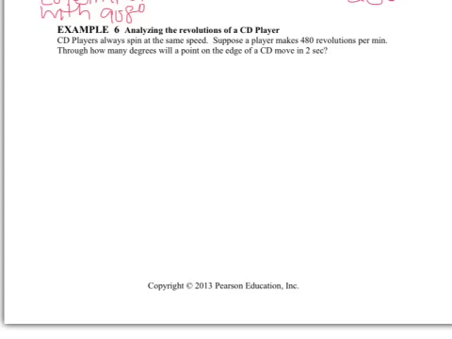Okay, so we scroll on the page to example 6, and it says analyze revolution of a CD player. It says CD players always spin at the same speed. Suppose a player makes 480 revolutions per minute. Through how many degrees will a point on the edge of a CD move in 2 seconds?